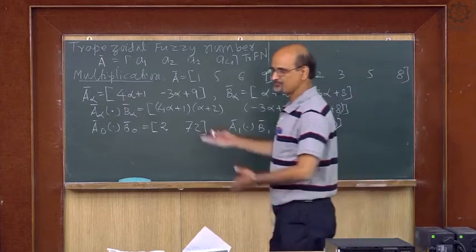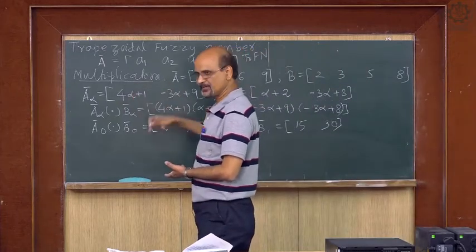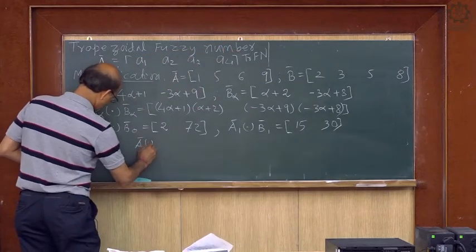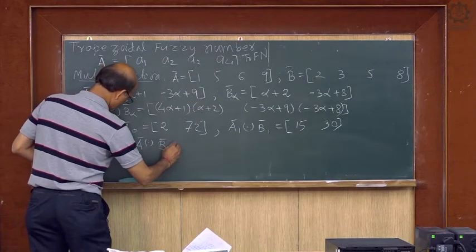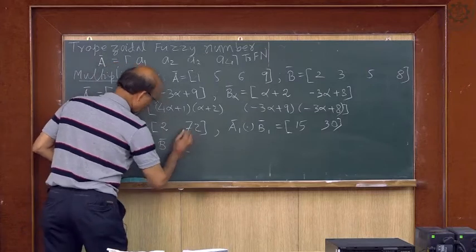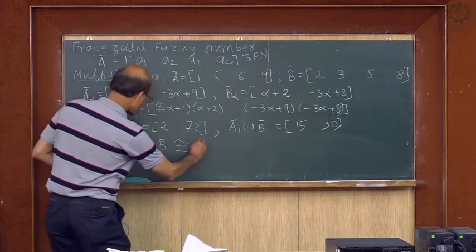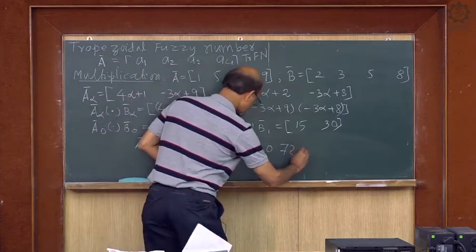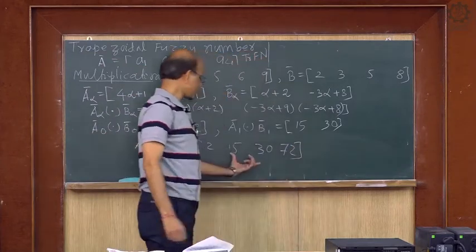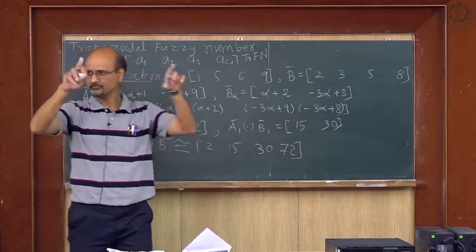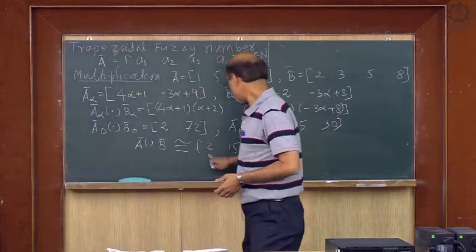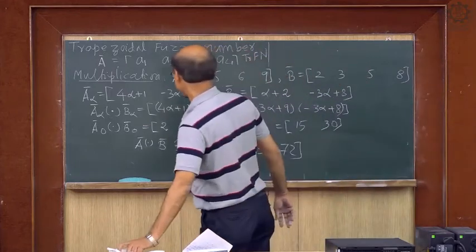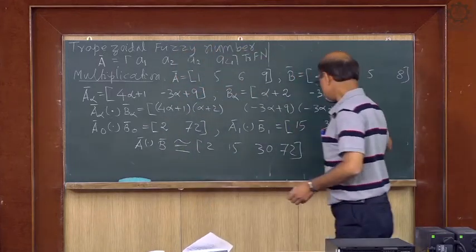Okay. So, I have the approximated value of this multiplication of two TRFNs, A bar dot B bar approximated, is equal to 2, 15, 30, 72. So, from 15 to 30 it is 1 membership value, and this is the left end, this is the right end. Similarly, I can have the division also.